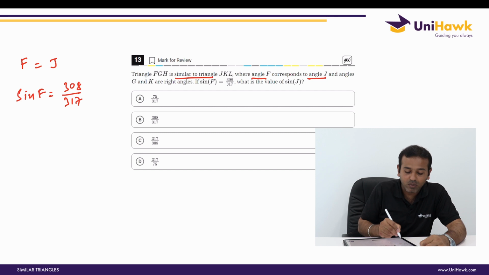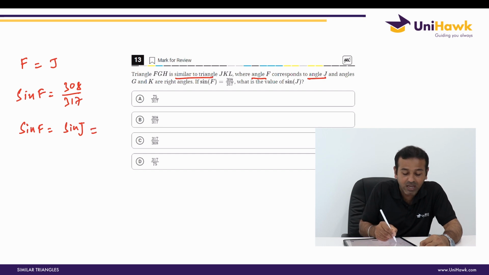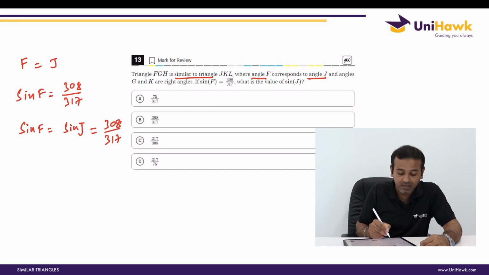We know F equals J. Let's apply sine on both the sides. We know sine F will be equal to sine J. From the piece of information which we have, which is sine F equals 308 over 317, that means sine J will also be 308 over 317. By this, we can say the answer is option B.